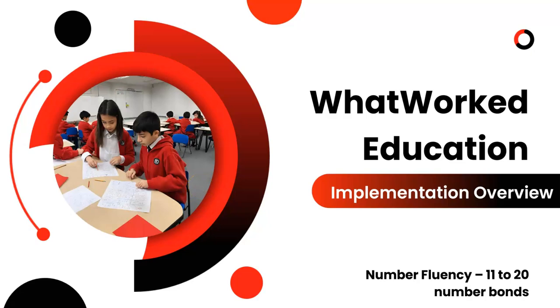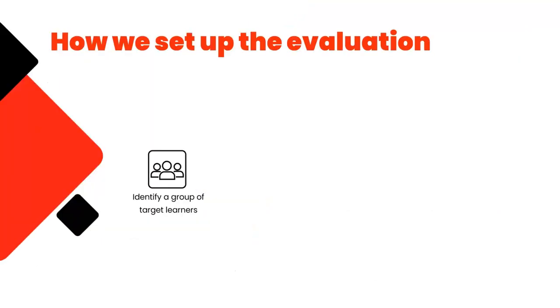Implementation overview. Number fluency, 11 to 20 number bonds. How we help you to set up the evaluation. The first thing we ask you to do is to identify a group of target learners.